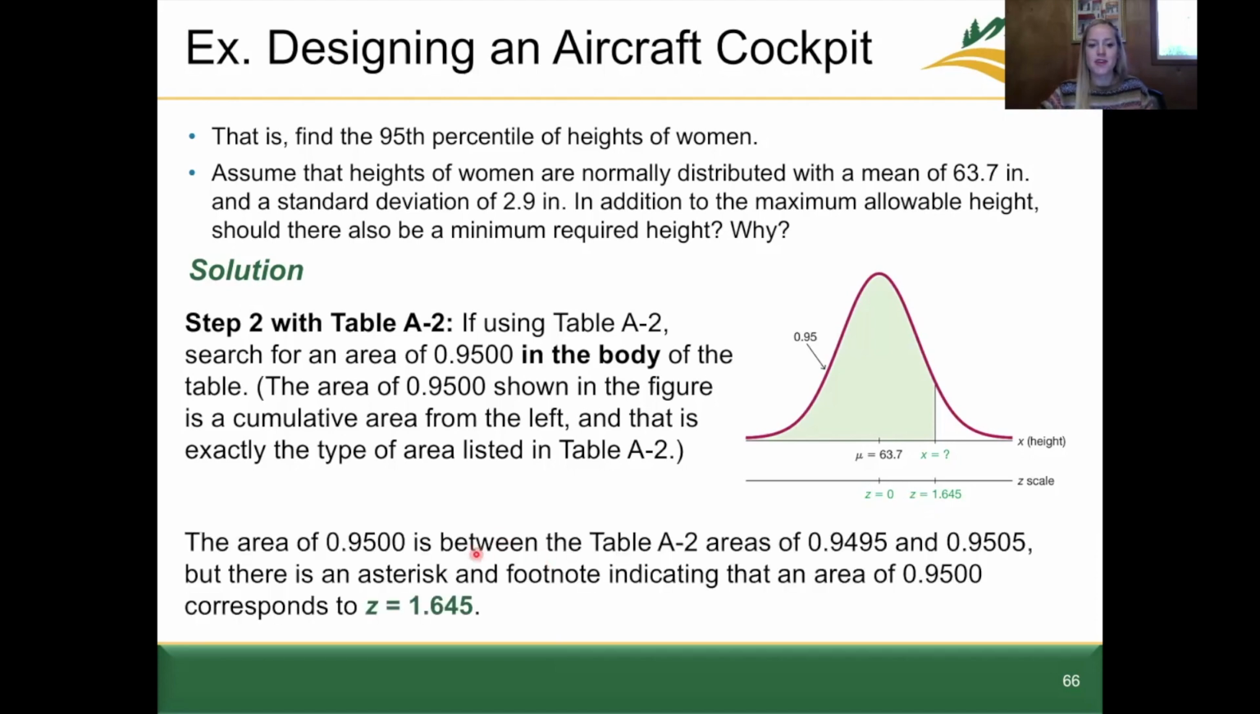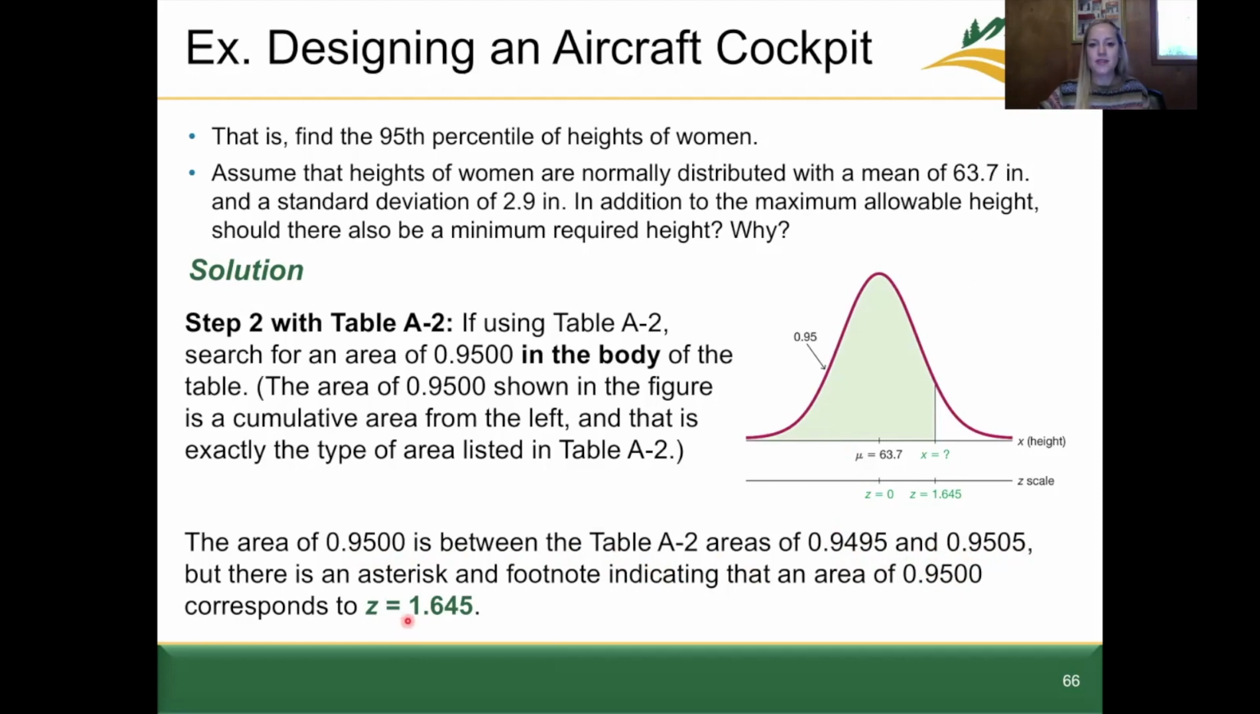Now, this is a special case where we're using table A2, and this area has a star by it, an asterisk by it. This is because when we go to table A2, we're not going to see 0.9500 specifically. Instead, we're going to see the areas of 0.9495 and 0.9505. If we go to the footnote, we'll see that an area in between these two values, so 0.95, the probability value we're interested in this question, corresponds to a z-score of 1.645.